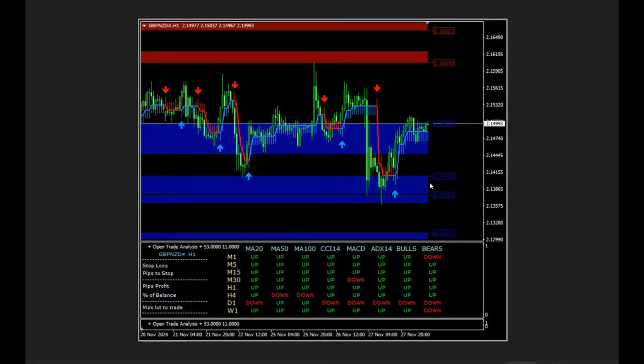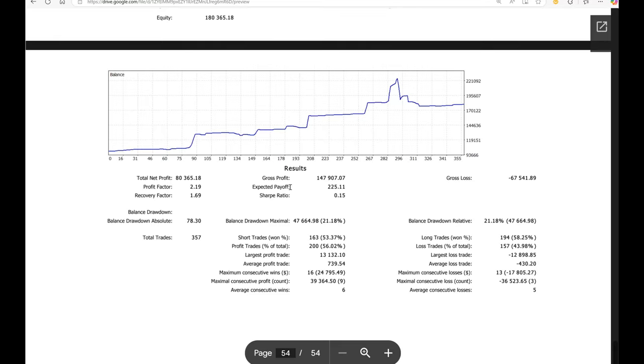This is a strategy based on different indicators, more than 10 indicators we can see, like moving average 20, 50, 100, CCI 14, MACD, ADX, and others, based on the different time frames, including M1, M5, M15, M30. We get the multiple confirmations, and after that we take the trades. So this is how we have done the complete strategy.